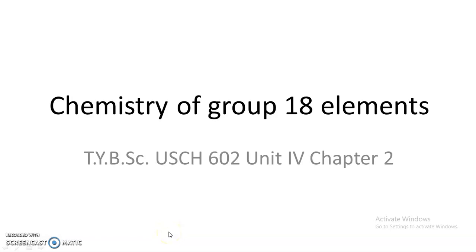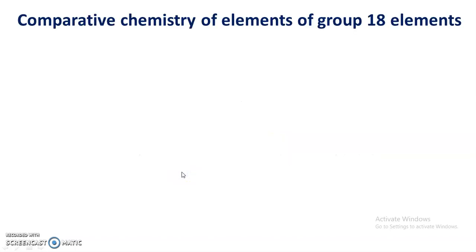Welcome to the online lecture series in organic chemistry, and today I am going to start a new chapter, that is the chemistry of 18 group elements. Now first of all we will discuss the comparative chemistry of group 18 elements. In the 18th group there are 6 elements, namely helium, neon, argon, krypton, xenon and radon. And these 6 elements exist as monoatomic gases.